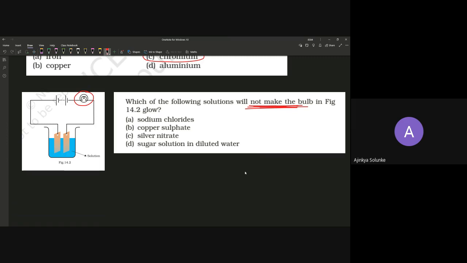What do you think? In which of the cases the bulb will not glow? See, the bulb will not glow if the solution is not an electrolyte. It is not a conducting solution. Sodium chloride is a salt. Copper sulfate is also a salt. Silver nitrate is also a salt. So these are going to conduct electricity. But sugar solution is not going to conduct electricity. It doesn't create ions. Do remember, whatever sugar solution you're talking about, it's never going to conduct electricity.